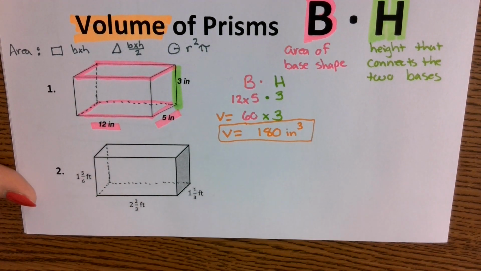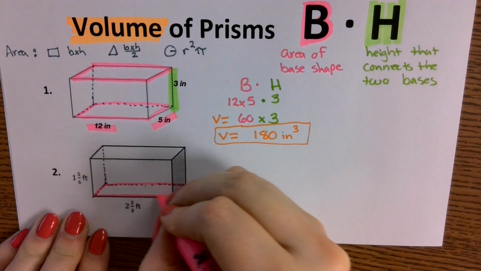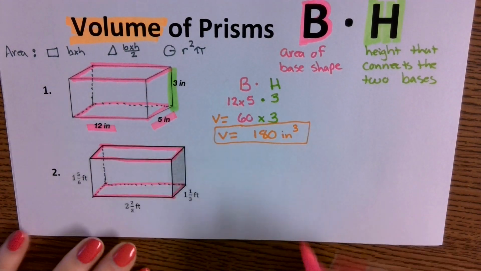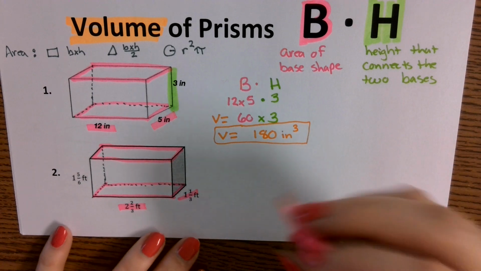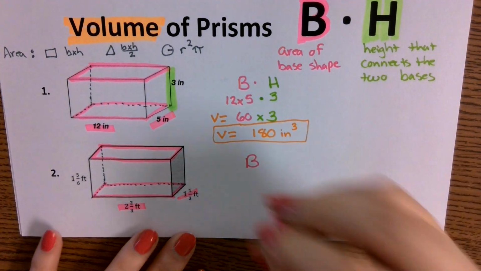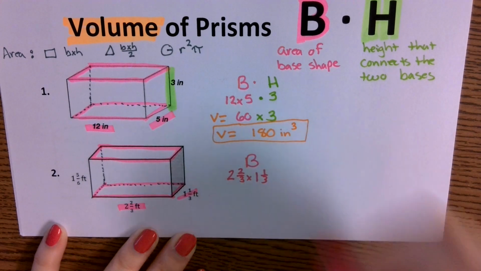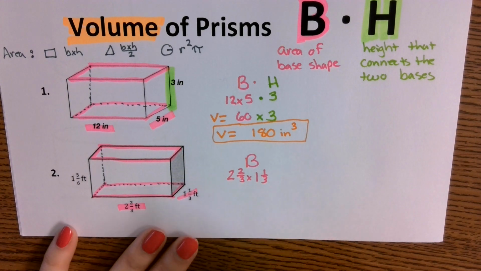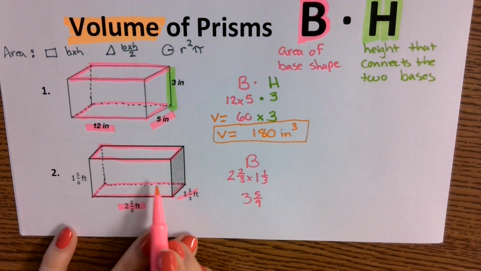For here, again, identify your base measurements first. In this case, I like to just stick with whatever's on the bottom for rectangular prisms. So I'm saying that this is my base, and right above it is its identical congruent base. Here are my base measurements, 2 2/3 and 1 1/3. So when I'm finding my volume, I'm going to find the area of the base, which means I'm going to do 2 2/3 times 1 1/3. When I multiply them, I want to keep it in mixed number format. So I'm going to get 3 5/9 as the area of that rectangle on the bottom.